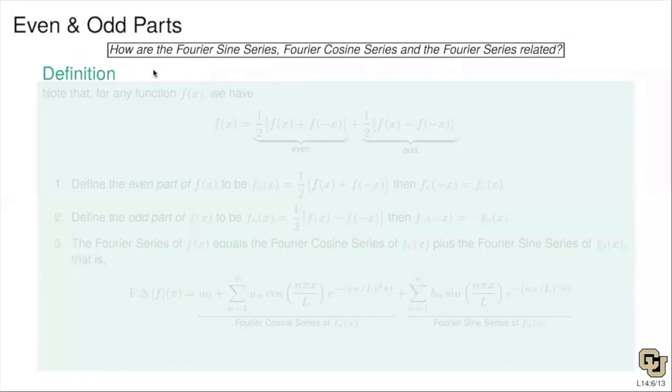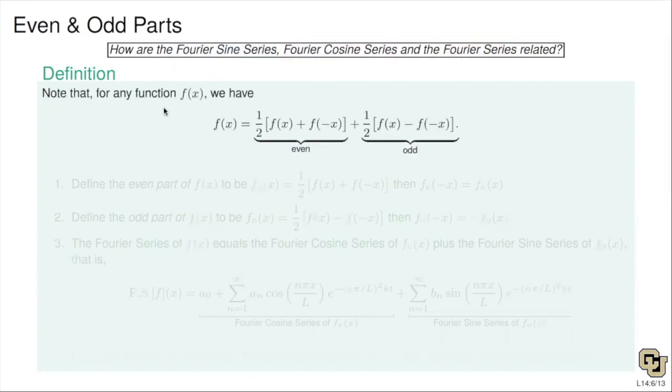So let me end here. I've got 5 minutes. Let me finish up with a discussion of how the Fourier sine series, Fourier cosine series, and regular Fourier series are related. So we have the Fourier sine series, the Fourier cosine series, and then the actual Fourier series. How are they related?